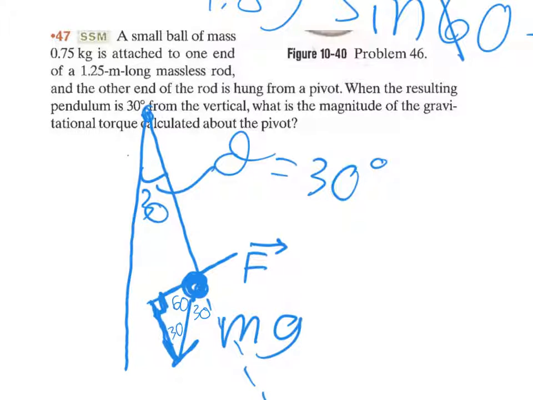Okay, so it's really 30, 60, 90, obviously. You notice that. But the concept is that we need to find this length right here. That's what we're trying to figure out, that length right there.